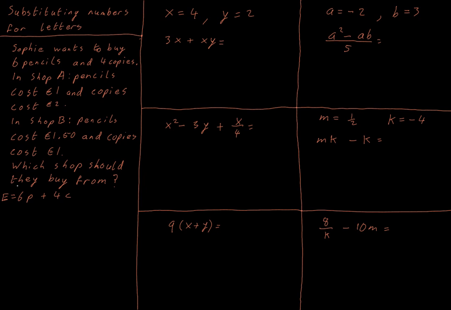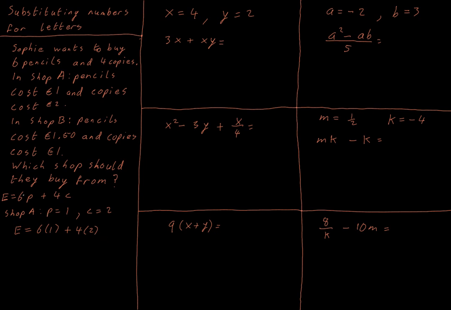So what does this look like if we're in shop A? So in shop A, a pencil costs €1 and a copybook costs €2. So what does my expense look like? What amount of money would Sophie be paying in total? Well, they would have 6 pencils, which would cost €1 each. So this is my expense. 6p would be 6 by €1 plus 4c, and my copybooks cost €2 each.